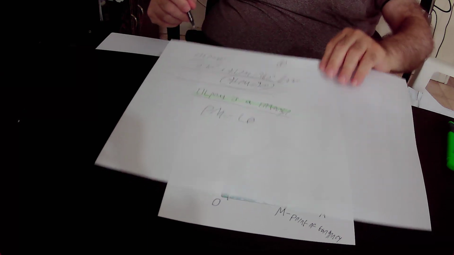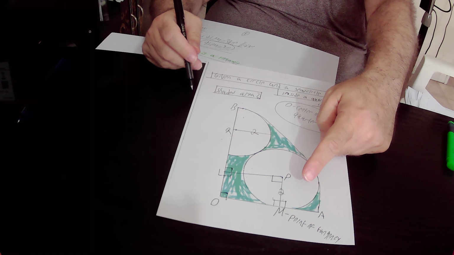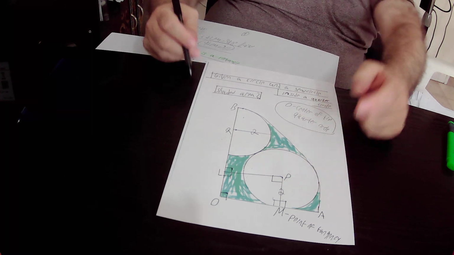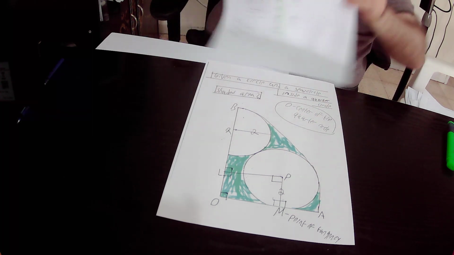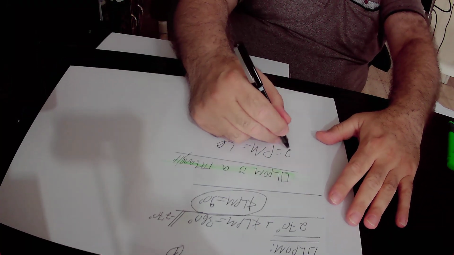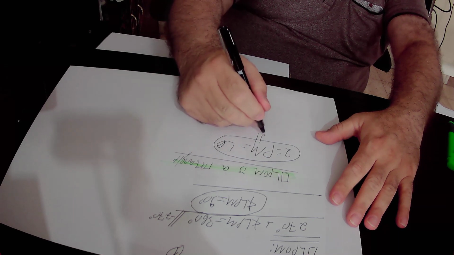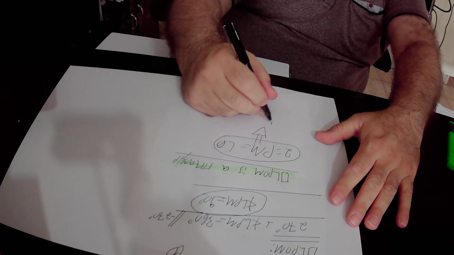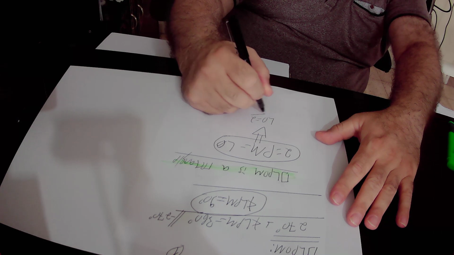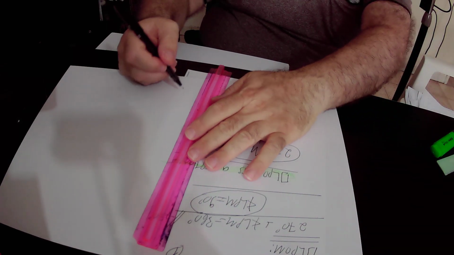But we have already found out that PM equals 2 units. It is the radius of the circle. So PM equals 2 units. And from this equation, 2 equals PM equals LO, we will derive that LO also equals 2 units.